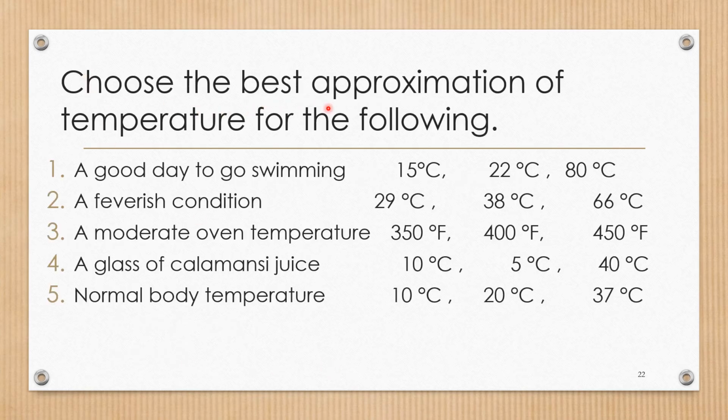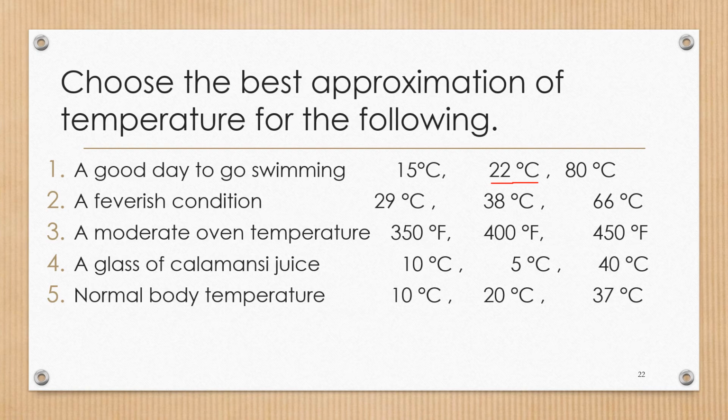Choose the best approximation of temperature for the following. Okay, so what will be your answer here? Number 1, a good day to go swimming: 15 degrees Celsius, 22 degrees Celsius, or 80 degrees Celsius. So for me, I will choose this because it's just fine. Pag ito malamig na to eh. 15 degrees Celsius, malamig yan. Wag naman 80 degrees kasi pakukuluan ka ba.